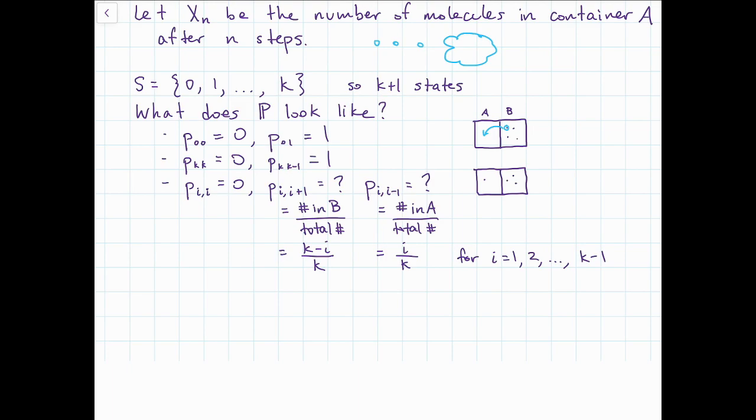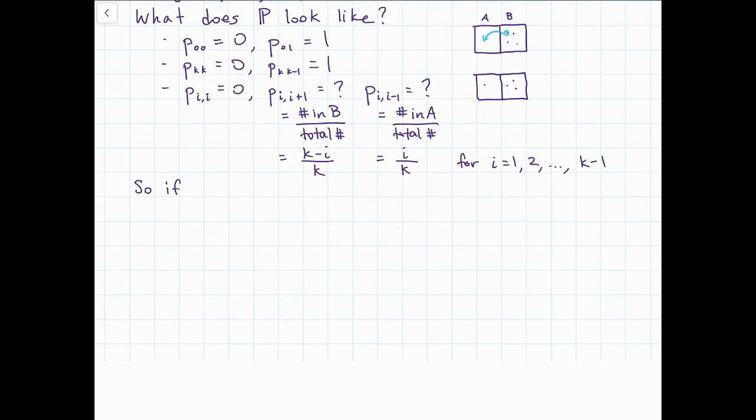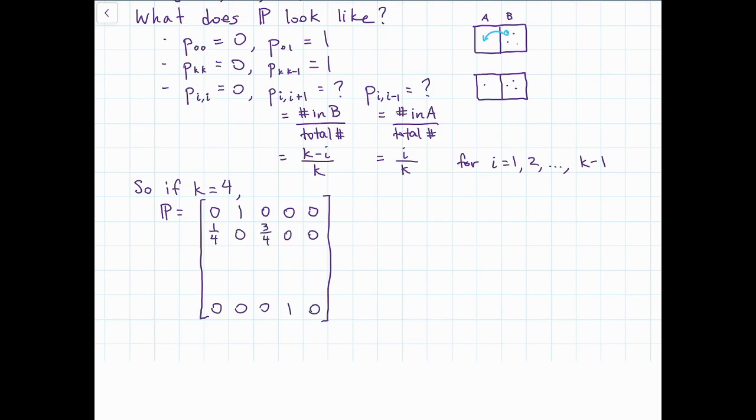This is going to hold for i equals 1 all the way up to k minus 1. So we've actually fully defined all of the probabilities for this P matrix. Looking at a specific example where k is equal to 4, we've got 5 states, and our matrix is going to look like this. Each of those values along the diagonal is 0, and we have the possibilities of moving up or down one of the states.